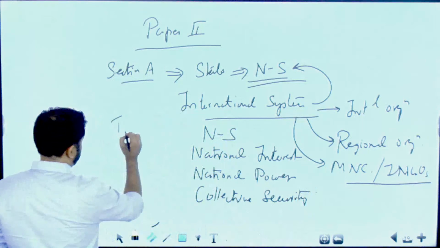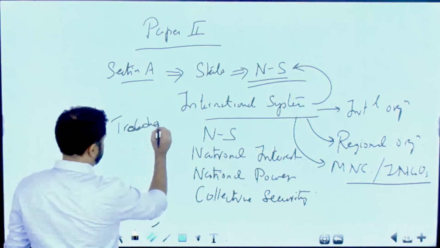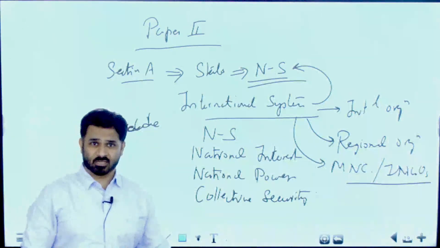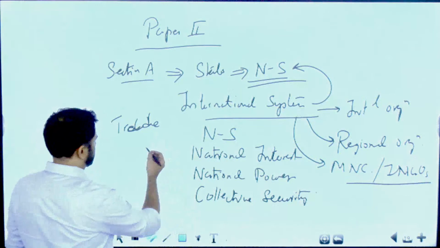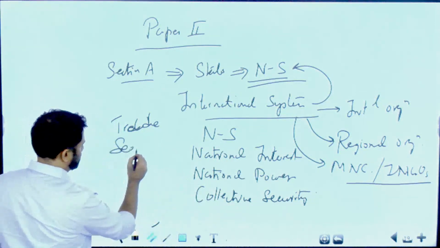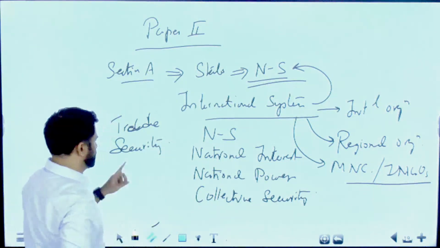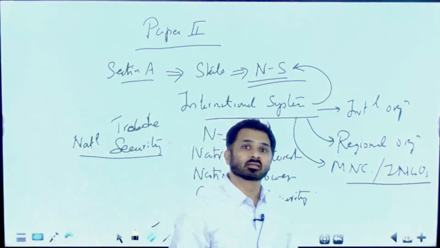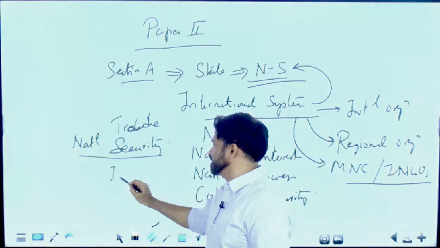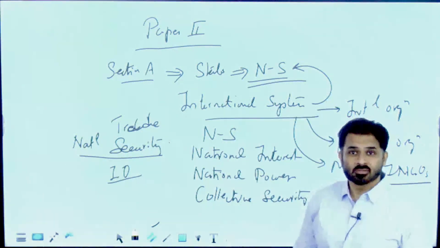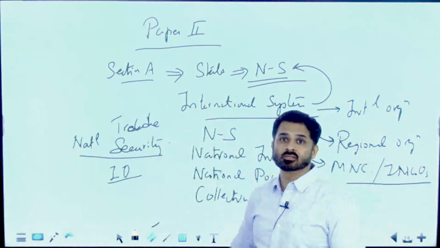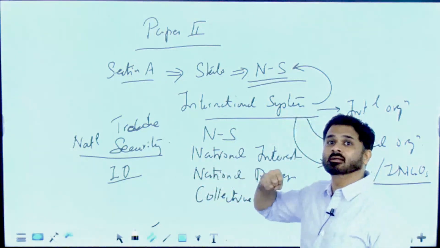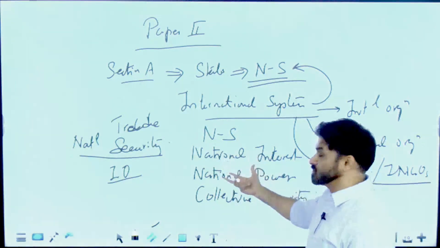Trade may be there, through which there will be interaction among the nation states. There are a number of ways in which these interactions are happening, like we have security in general, national security as an issue. These are the basic concepts through which we explain the realities. Even international organizations are among the basic concepts through which we will explain these realities.